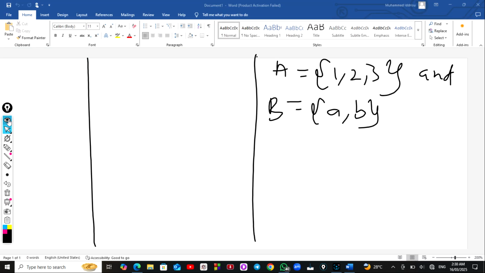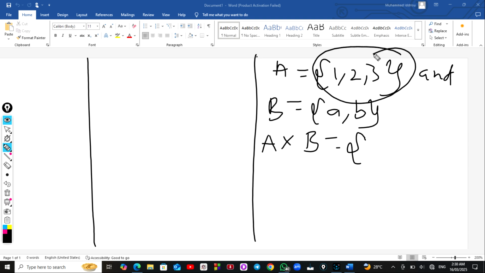So the question is that A is given as this and B is that. So we are going to find A times B, the ordered pairs for this. So we are going to take the members of A and distribute it over the members of B. So if I take 1, I'm distributing 1 to the members of B. So they are ordered pairs.